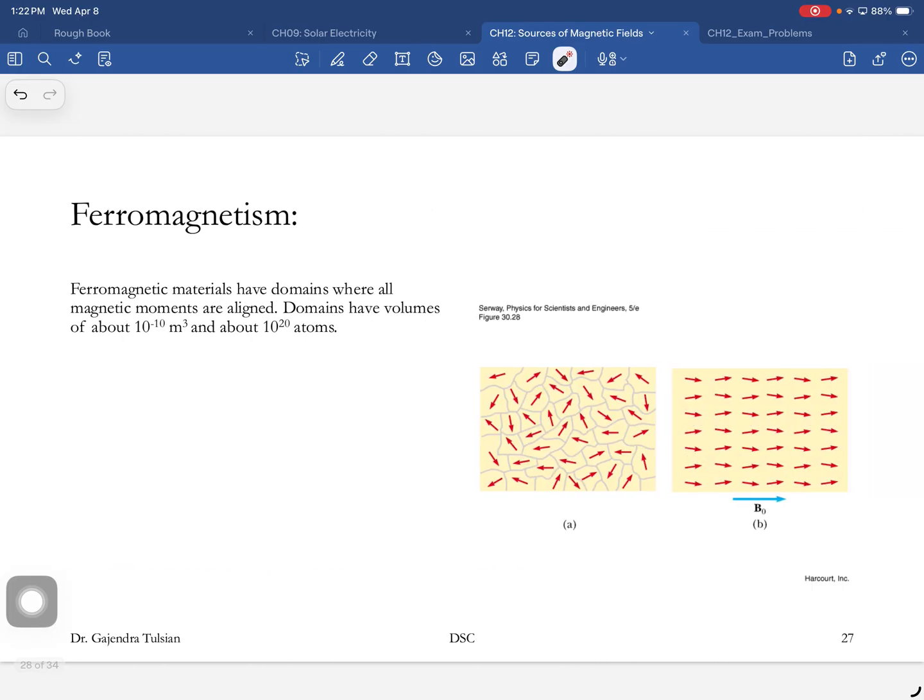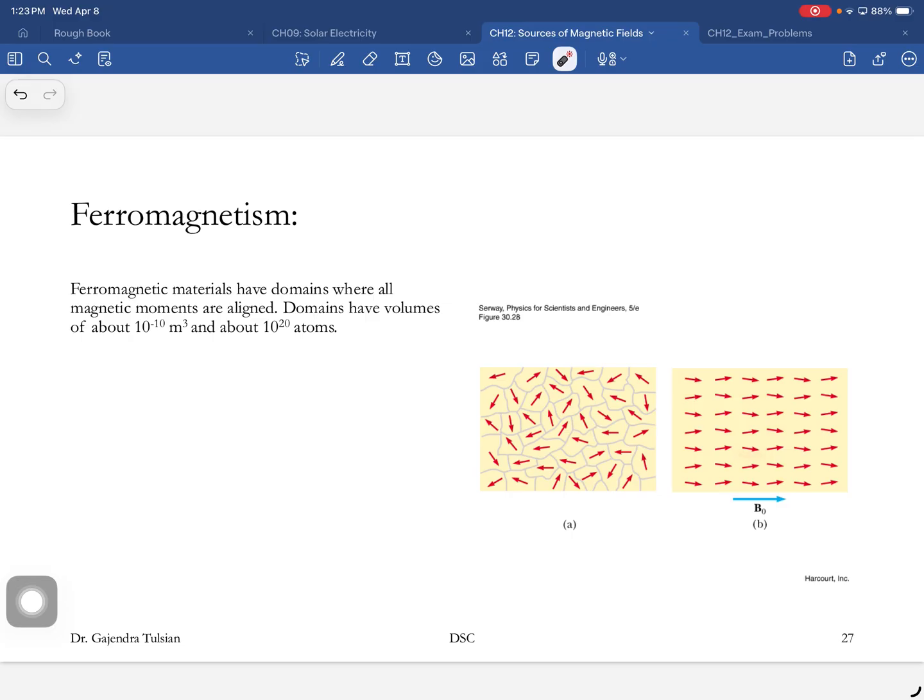So here's a ferromagnetic material. This is the size of a grain of sand, and this thing has about 10 to the 20 atoms. Each of those atoms, which is a magnet, is all aligned in this domain. But this bulk sample is not magnetized because the domains are all randomly aligned. So if you want to make a strong magnet out of them, you've got to align them.